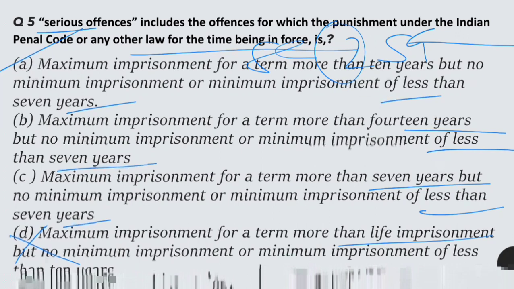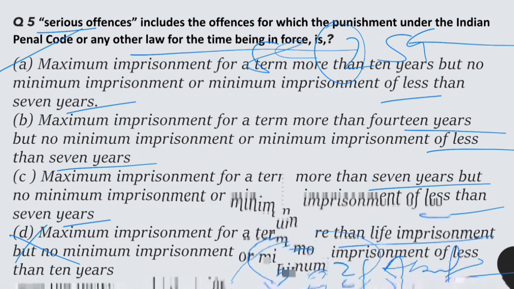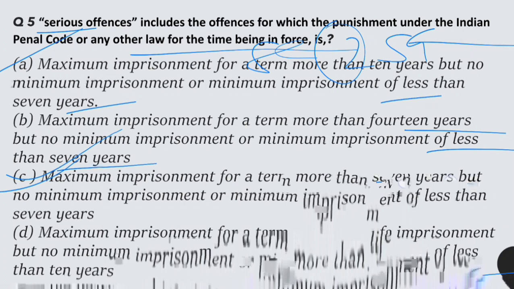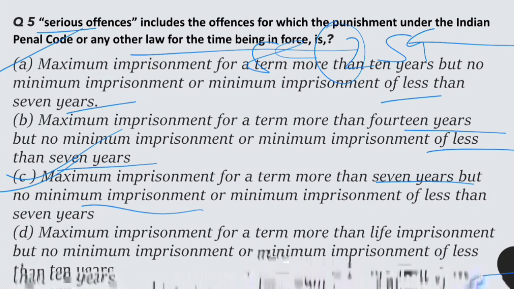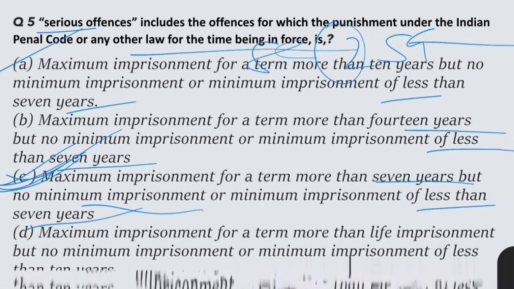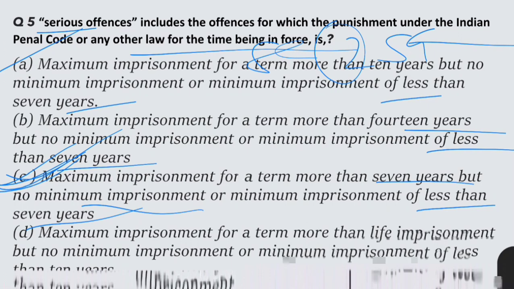Earlier clause 54, which provides serious offences, had a different definition before 2021. The earlier definition was substituted by a new definition in 2021. Earlier the provision was that where the punishment under IPC or any other law was imprisonment between 3 years to 7 years. After the 2021 amendment, the definition has changed, and according to the new definition, C is the correct answer. Where maximum imprisonment is for a term more than 7 years, but no minimum imprisonment or minimum imprisonment of less than 7 years is provided, then those cases are called serious offences. Earlier it was 3 to 7 years of imprisonment, but now it is where maximum is more than 7 but no minimum is provided, or minimum of less than 7 years is provided.